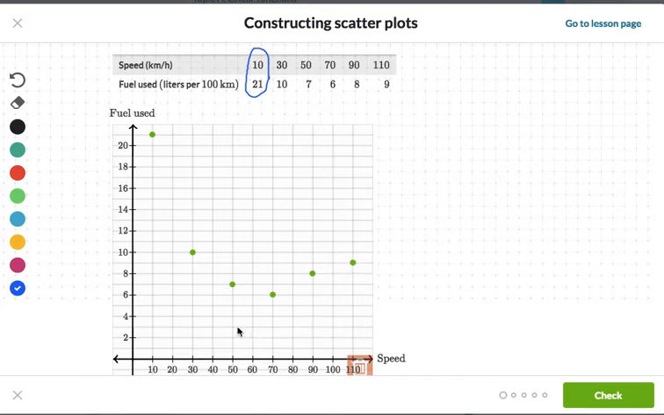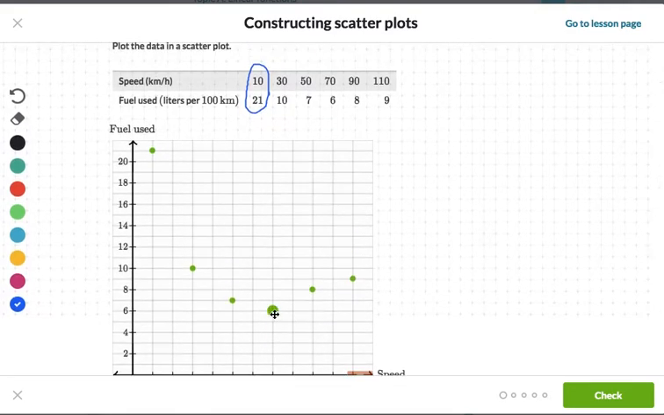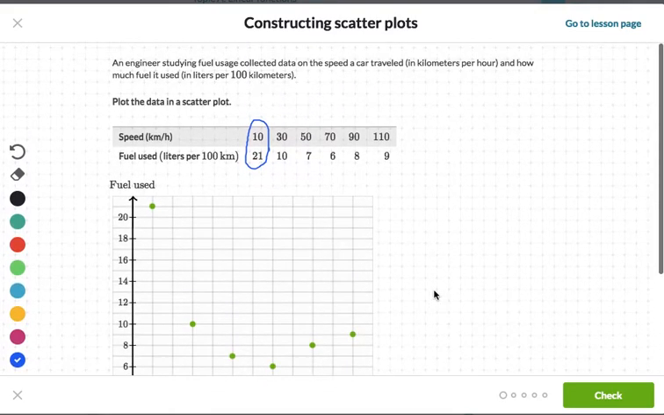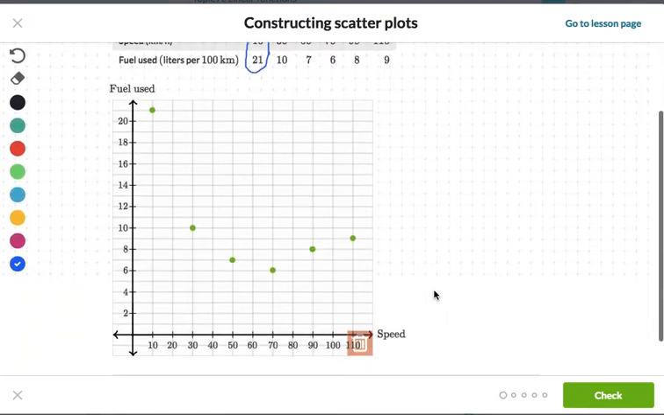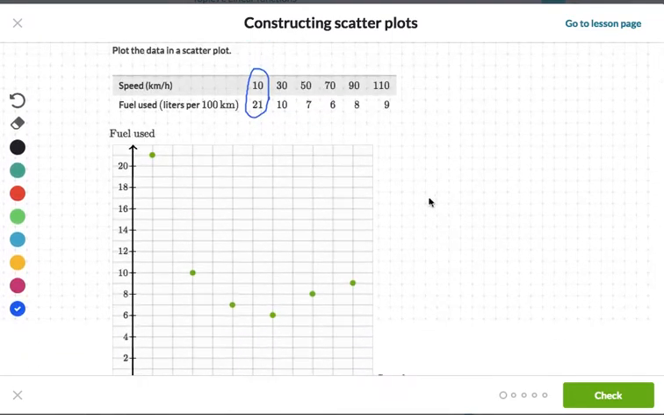So what we see here is a trend that it's a non-linear trend. We'll learn about that later on, but we can see that the slower you go, the more fuel you're using initially, but as you get to a point there's a low amount of fuel that's used, and then it goes up again in terms of the amount of fuel that you use. So all we're doing right now is constructing the scatter plots from the data given. Okay.